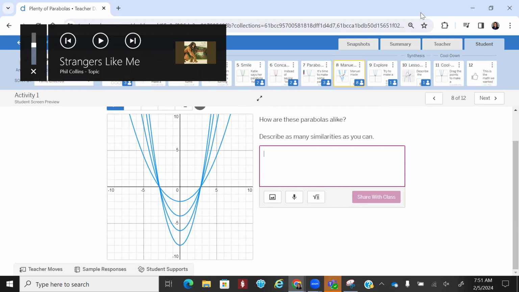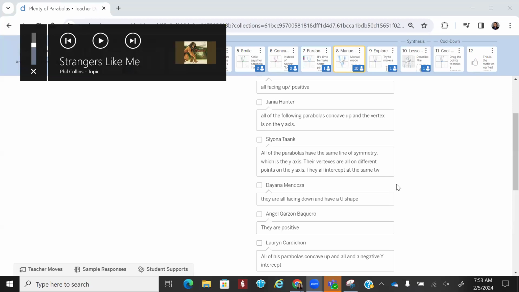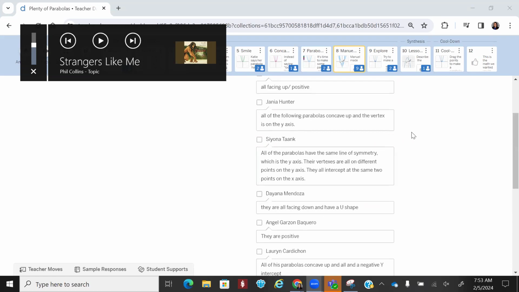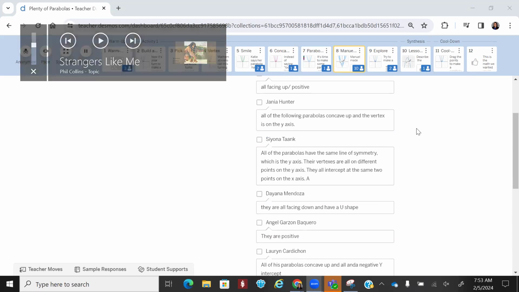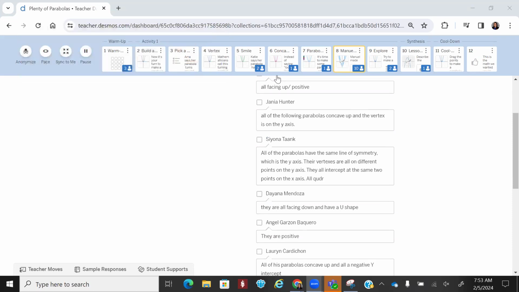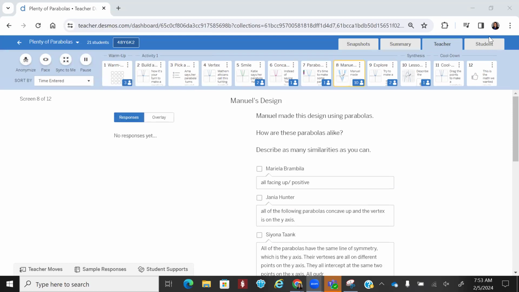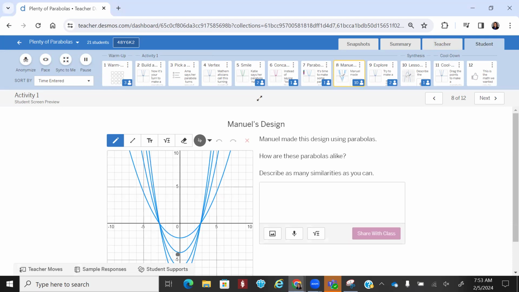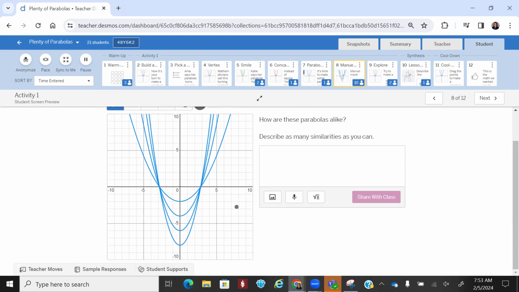I know this is kind of slow, but the more that you use the vocab, the easier this is going to be. So the majority of y'all said it's facing up. Most of y'all have said they all have U shapes. The axis of symmetry, they all have the same line, okay? Looking at these again, they all have the same straight line up and down right here. They all have the same x value for their vertex. They all have a minimum. They don't have a maximum, they have a minimum, okay?